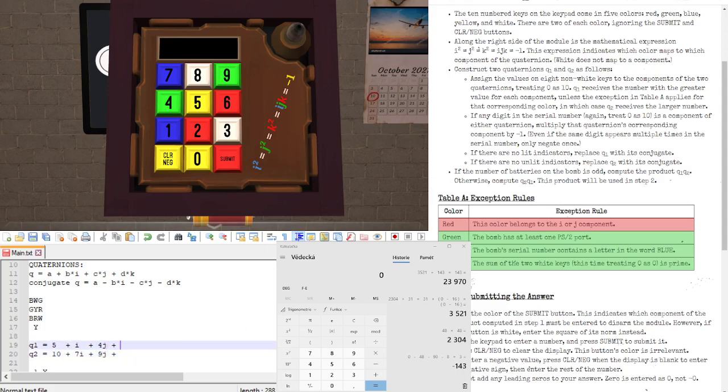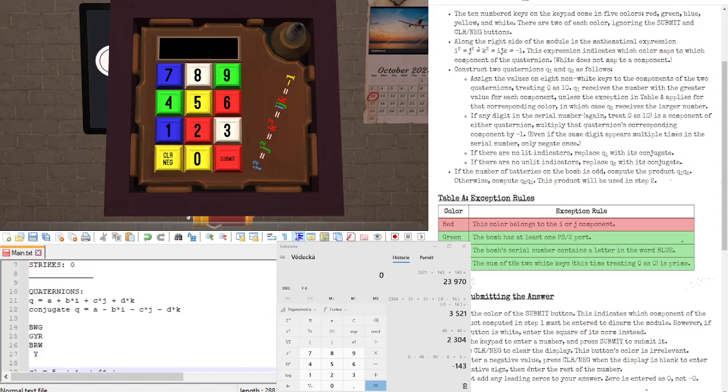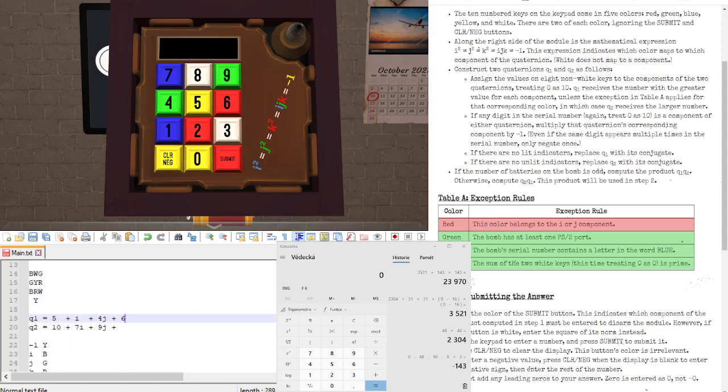And the last one is red, that's for k. This exception rule is false, so we put the greater one to the Q1. So we have 6 and 2. 6 is the greater one, that goes here, and 2 is the lower one, that goes here. So this is our quaternions template.